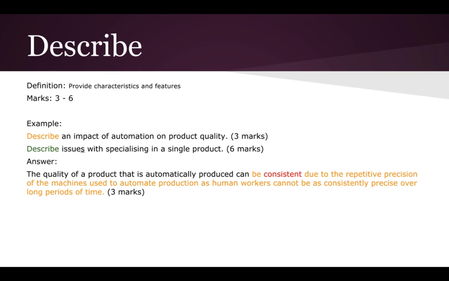Consistency is my point, that's that 1 mark. Due to repetitive precision of the machines used to automate production, as human workers cannot be as consistently precise over long periods of time. Bit more than an outline, isn't it? It's bringing in characteristics and features. So you need to bring in at least 2 details about what you're talking about. Can you see how that plural point's really important and how the marks are important?